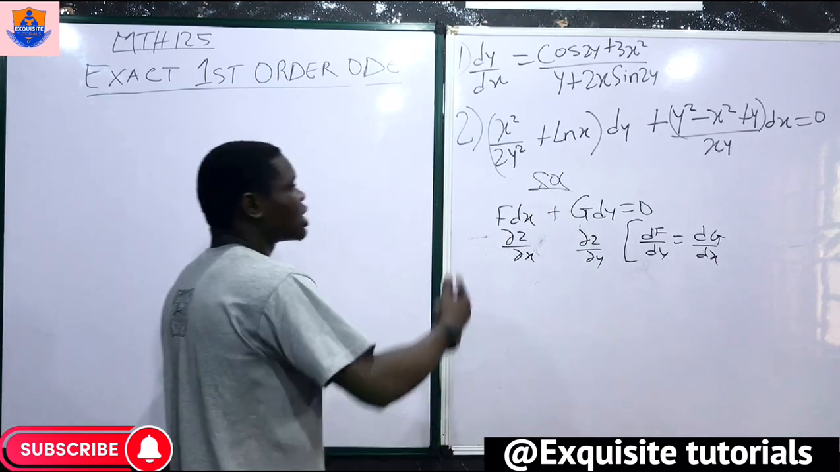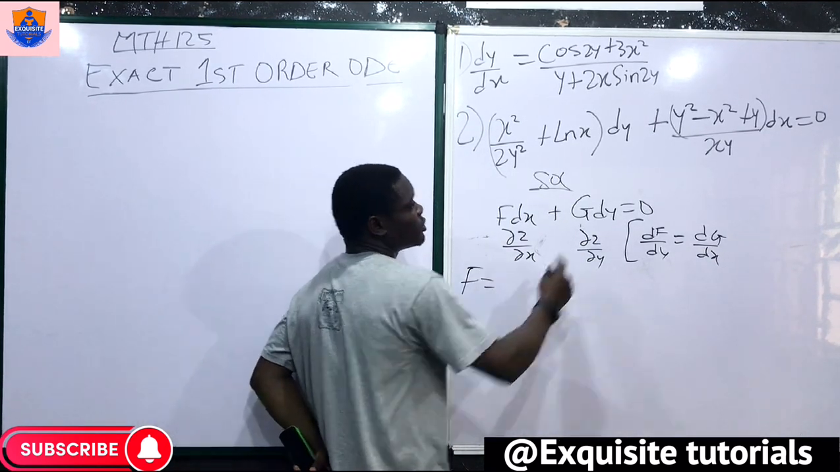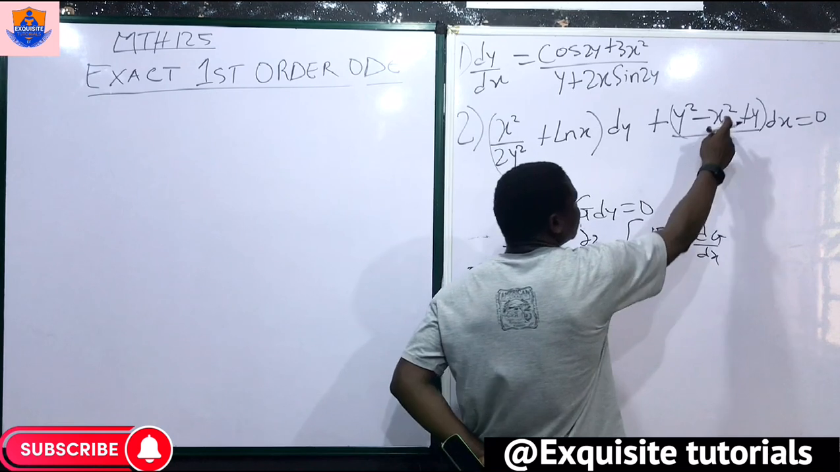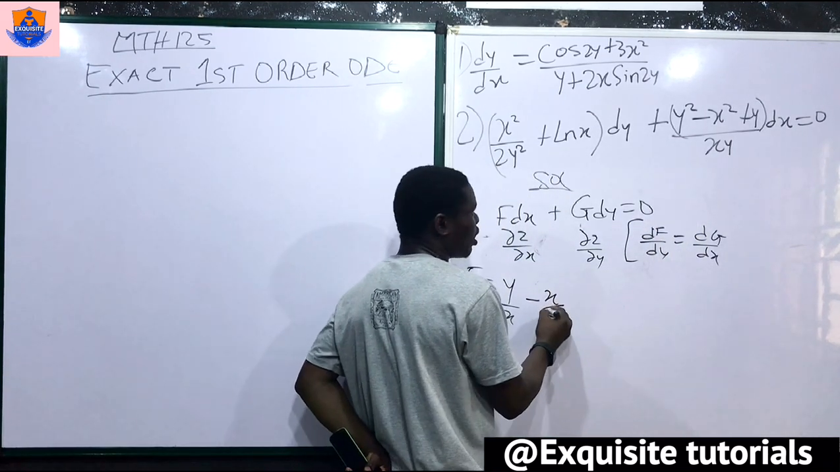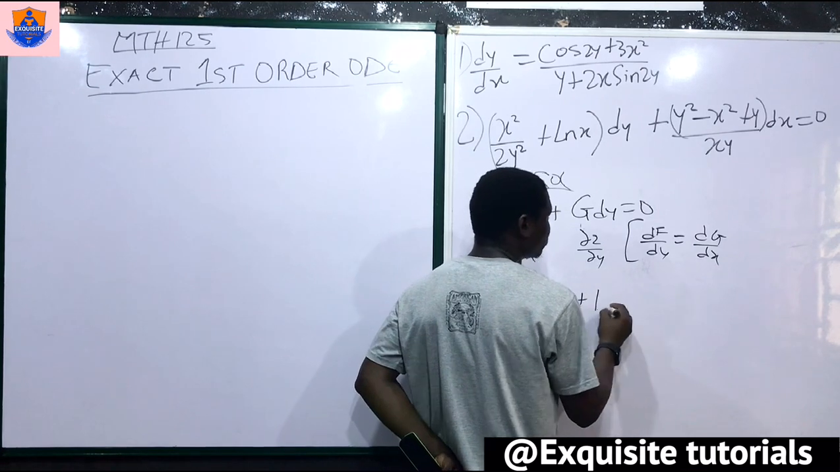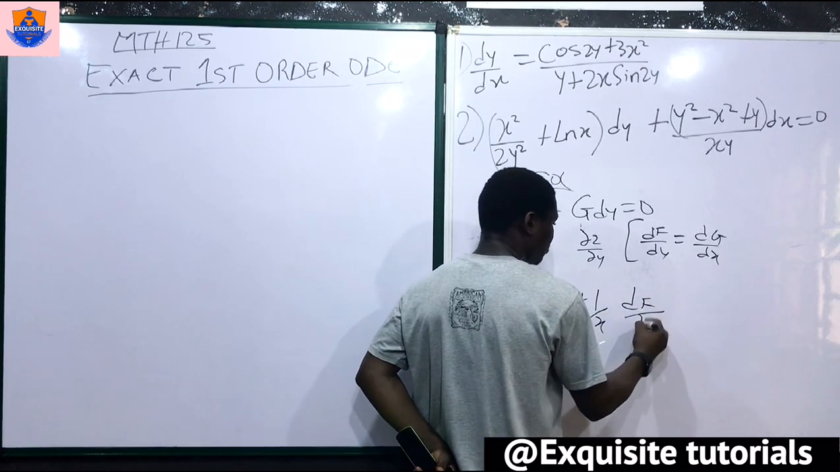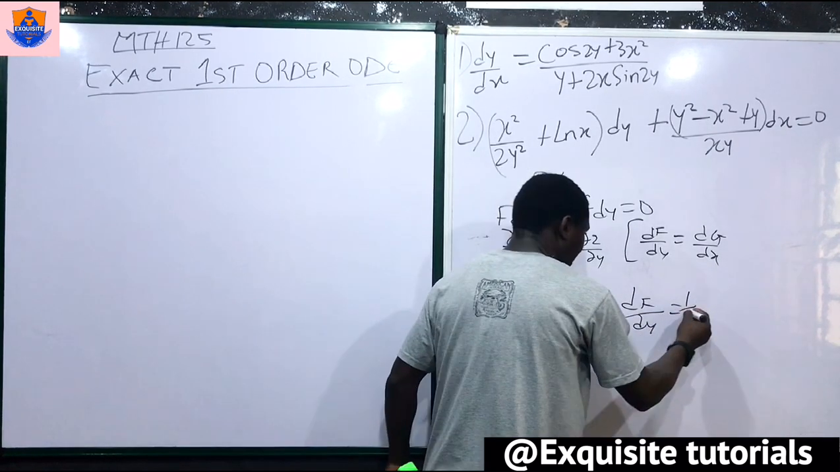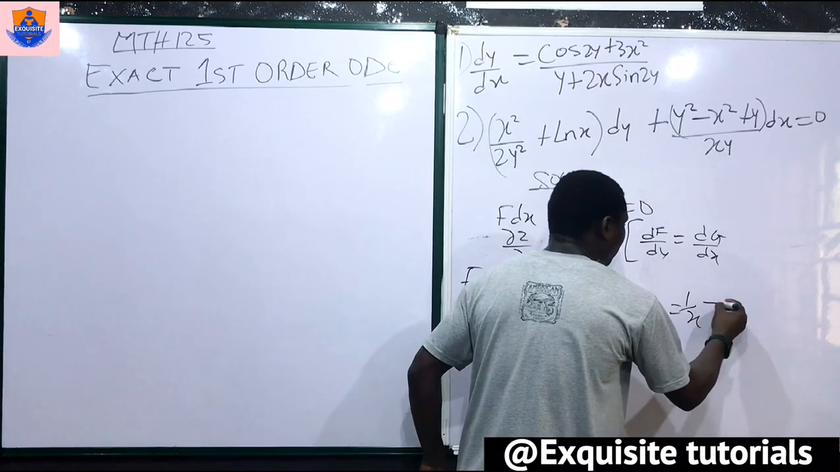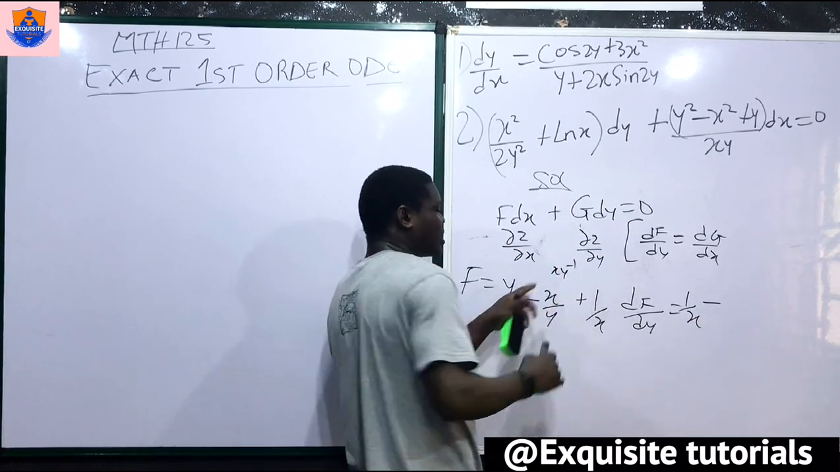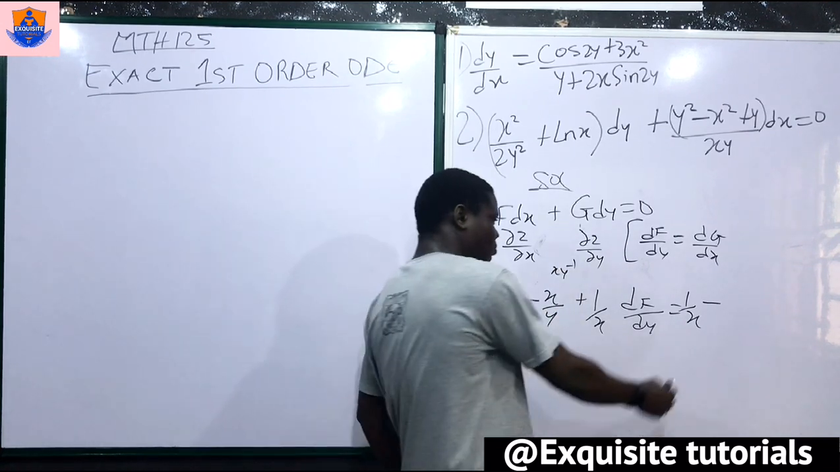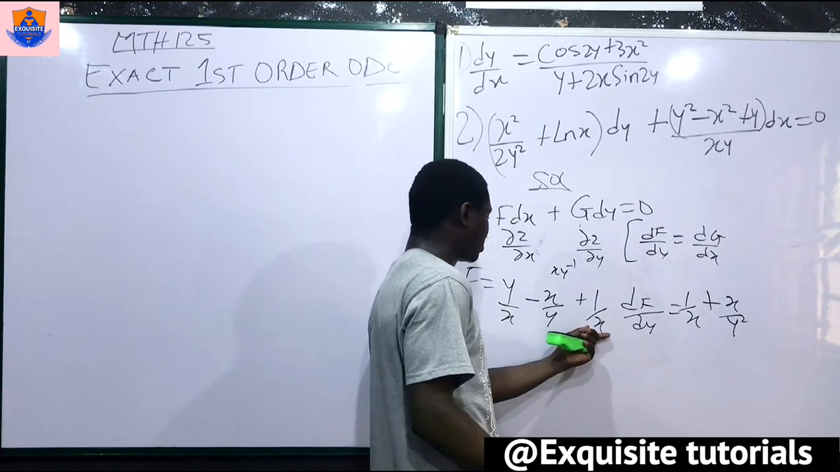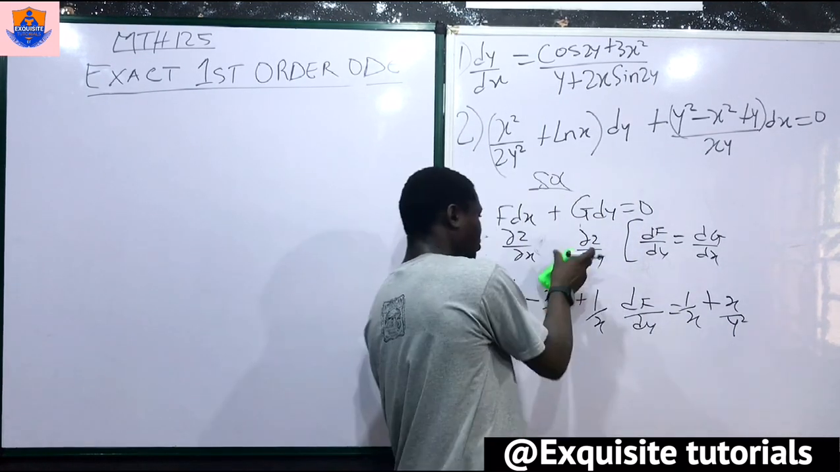So let's check. What is our f? Our f is just this divided by this. I'm going to have y over x. Then this divided by this, I'm going to have x over y. Then plus 1 over x. Now if I differentiate this with respect to y, I'm going to have 1 over x minus, this is x raised to power x times y raised to power minus 1. So this times this, I will have plus x over y square. Then if I differentiate this with respect to y, this is just a constant, so that's 0.